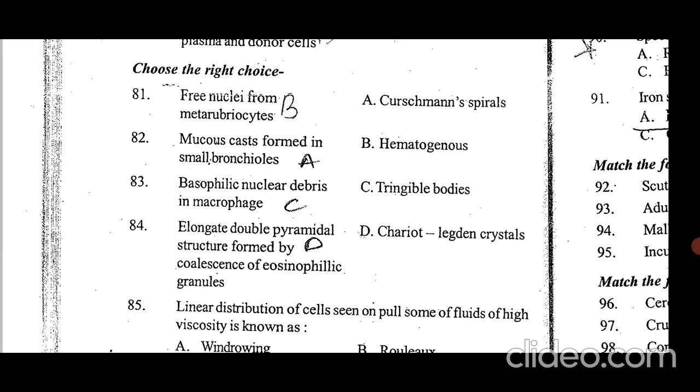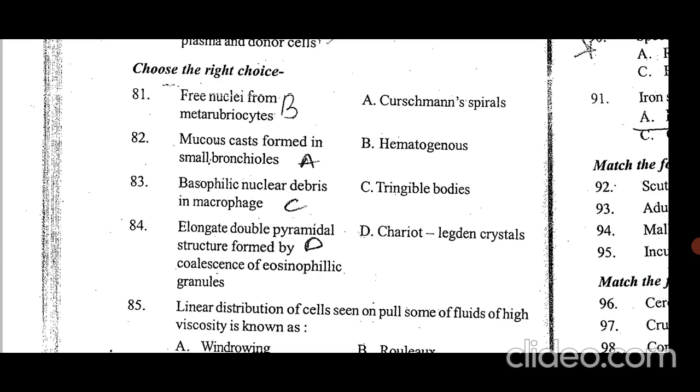Leyden crystals, or Charcot-Leyden crystals, are the elongated double pyramidal structures formed by coalescence of eosinophilic granules. Curschmann spirals are mucus casts in bronchioles. Metarubricytes that do not have nuclei. Howell-Jolly bodies and tingible bodies are the basophilic nuclear debris in macrophages. A macrophage having the basophilic nuclear debris is the tingible body.